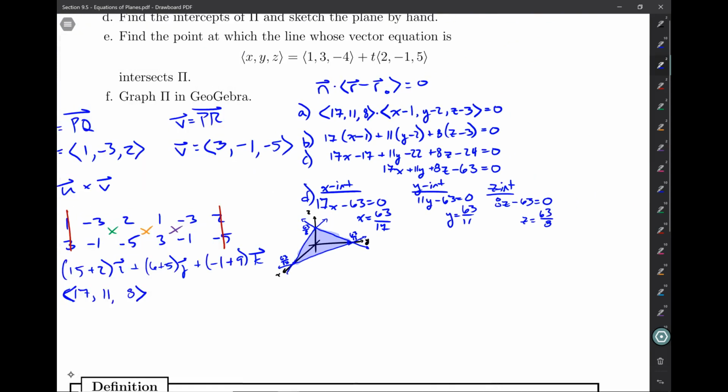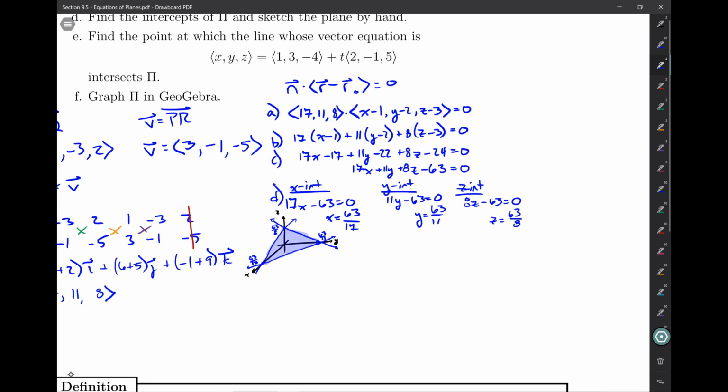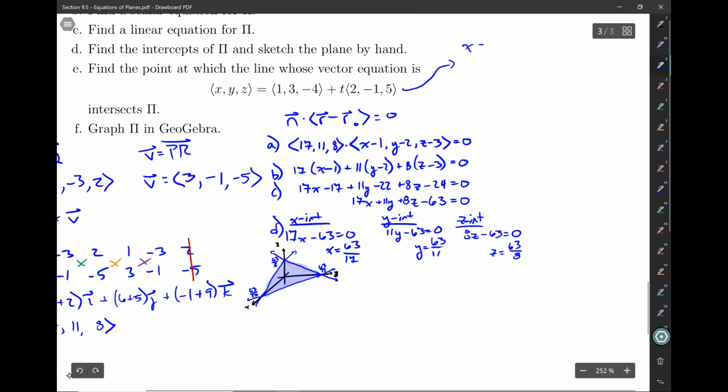Part E says let's find the point at which the line, whose vector equation is given up here, intersects pi. So for our vector equation, it's nice to take this and turn it into parametric equations so that we can isolate what x, y, and z are. So in this case, it looks like x is going to be one constant and two of our parameter. Y is going to be three constants plus -1 of our parameter, so we can just represent that as minus t. And z is going to be -4 constants plus 5 of our parameter.